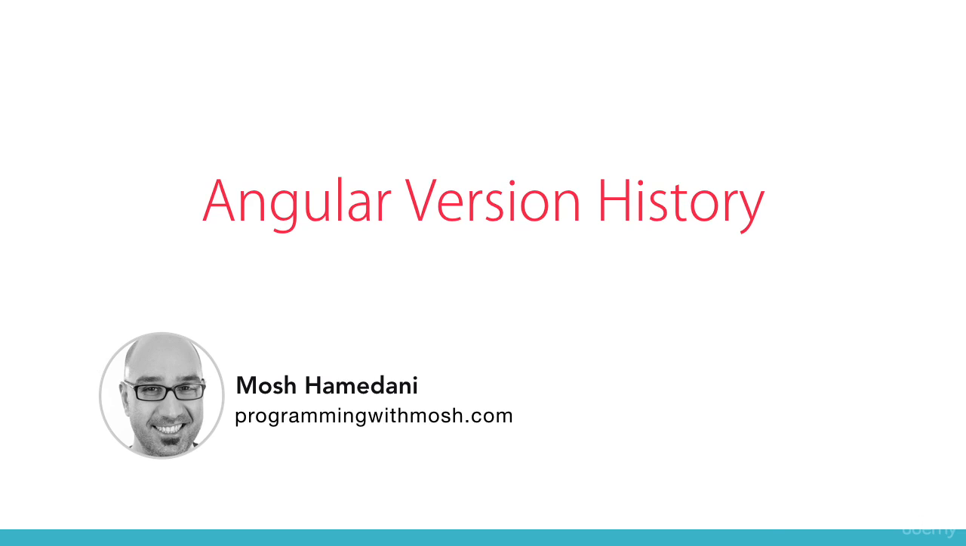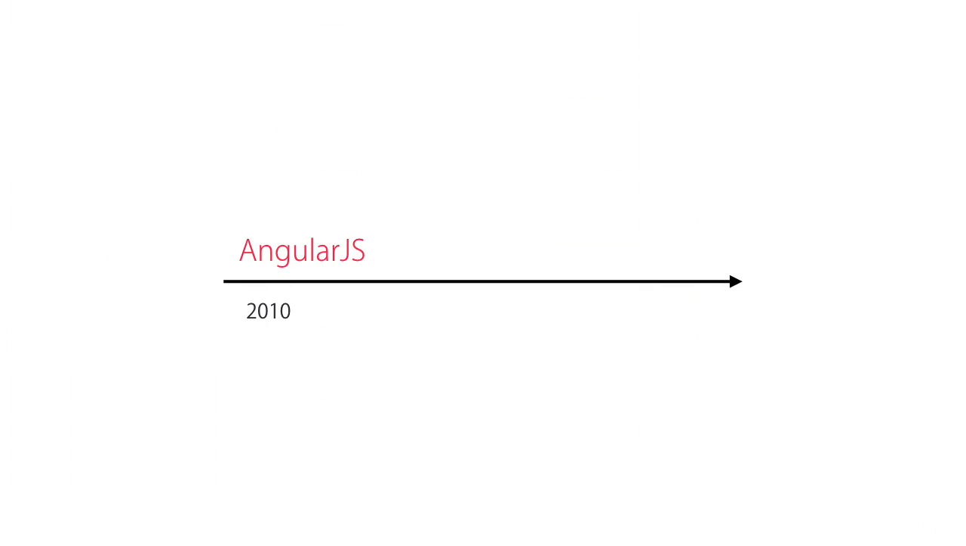One question that often comes up is what's the difference between AngularJS, Angular 2, and Angular 4? And how did we jump from Angular 2 to Angular 4? Well, AngularJS was introduced in 2010 as a JavaScript framework for building client applications.